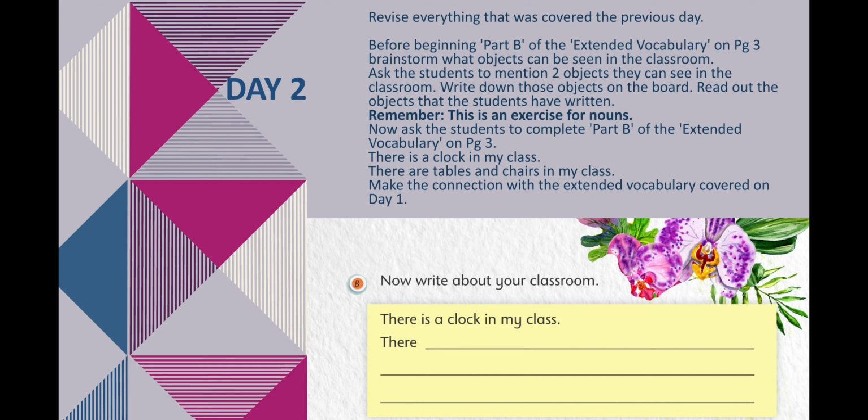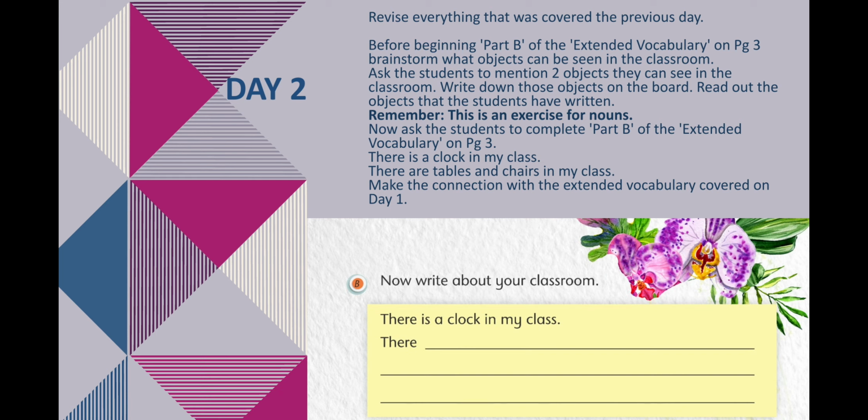On day two, revise everything that was covered the previous day. Please make it a habit to go over the previous content for just 2 or 3 minutes. Before beginning part B of the extended vocabulary, brainstorm what objects can be seen in the classroom. Now you are doing the same thing, going over the extended vocabulary, but you will ask the students what they can see around them in their classroom. Ask the students to mention at least two objects, so everybody should mention at least two objects, and you keep on writing these objects on the board.